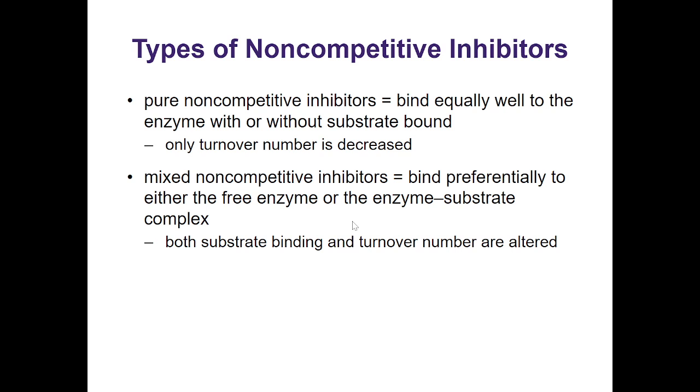The mixed non-competitive inhibitors are going to exhibit some non-pure behavior, meaning that they'll bind preferentially to one of the forms. So a mixed one will bind preferentially to either the free enzyme or the enzyme substrate complex, one of the two. This is just mixed behavior, right? So again, the substrate binding and turnover numbers will both be affected. So you're going to get different binding behavior and different turnover making product behavior.